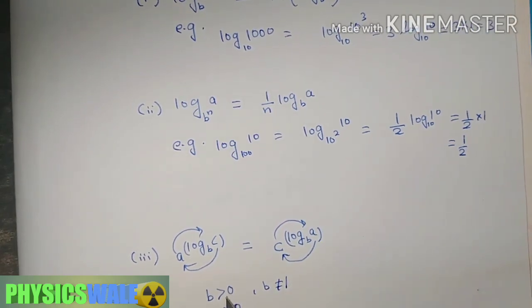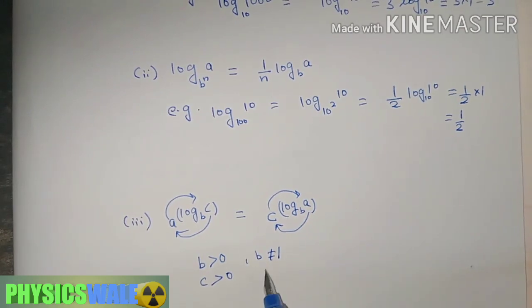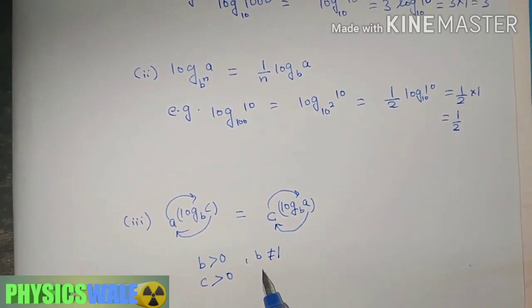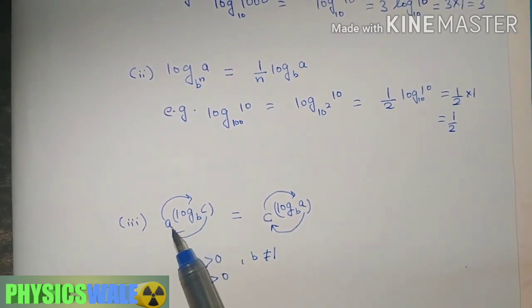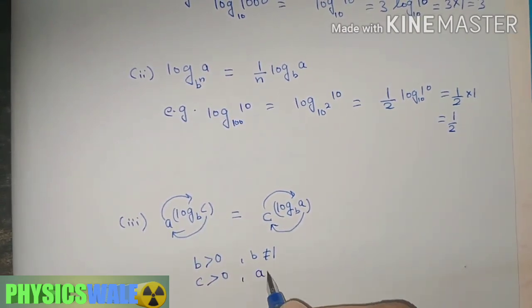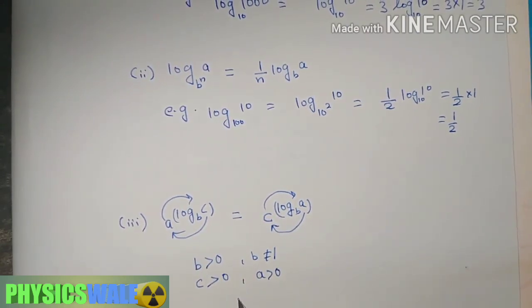Okay, this much we have already discussed. The logarithm is defined only when these conditions are valid. And here, since c is replaced by a, a should also be greater than 0. When these four conditions hold true, this identity can be applied.